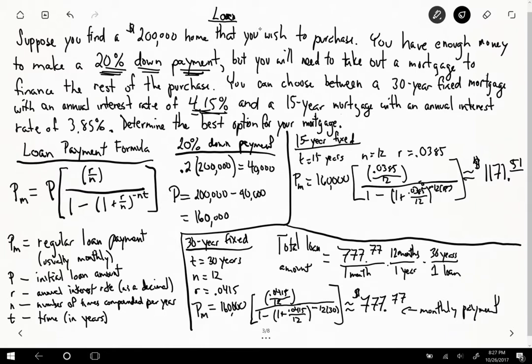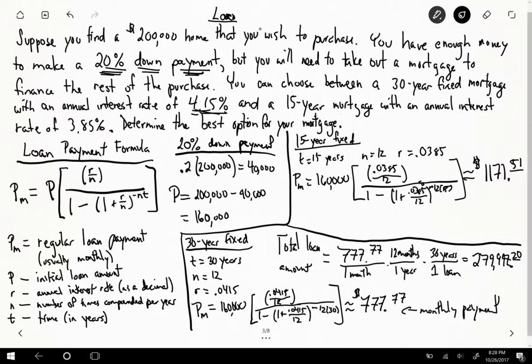So how much are we paying for the total amount of the loan? So you take that 777.77, multiply by 12, and multiply that by 30, and you might be surprised to see that your originally $200,000 home cost you $279,997.20. So basically, just that mortgage cost you an extra almost $80,000 essentially. So $79,997.20 extra just to take out that mortgage.